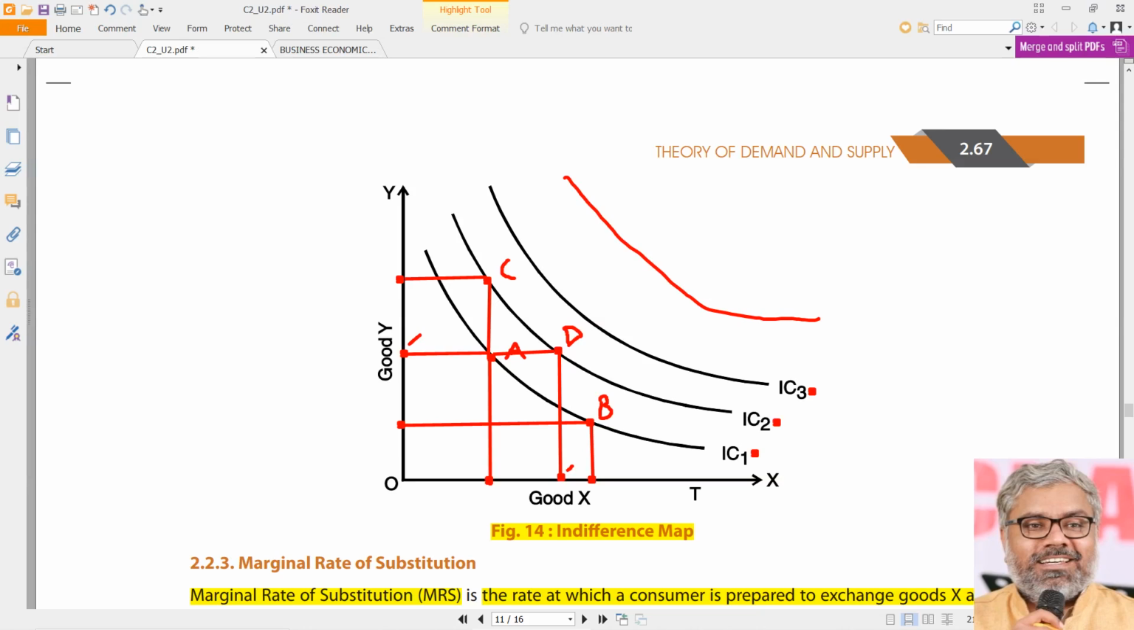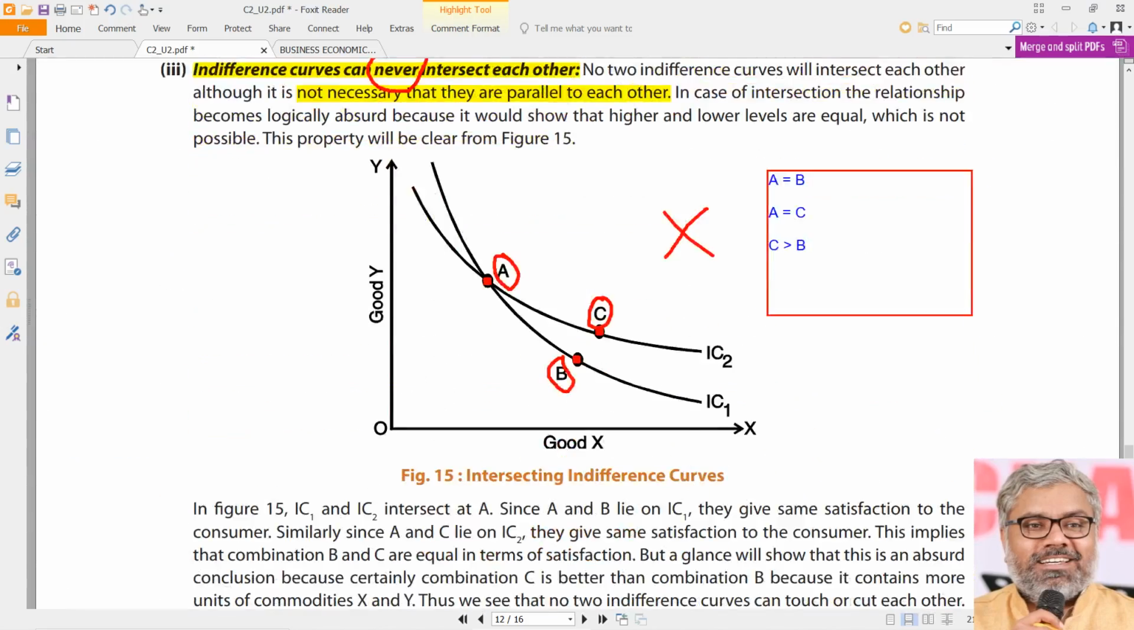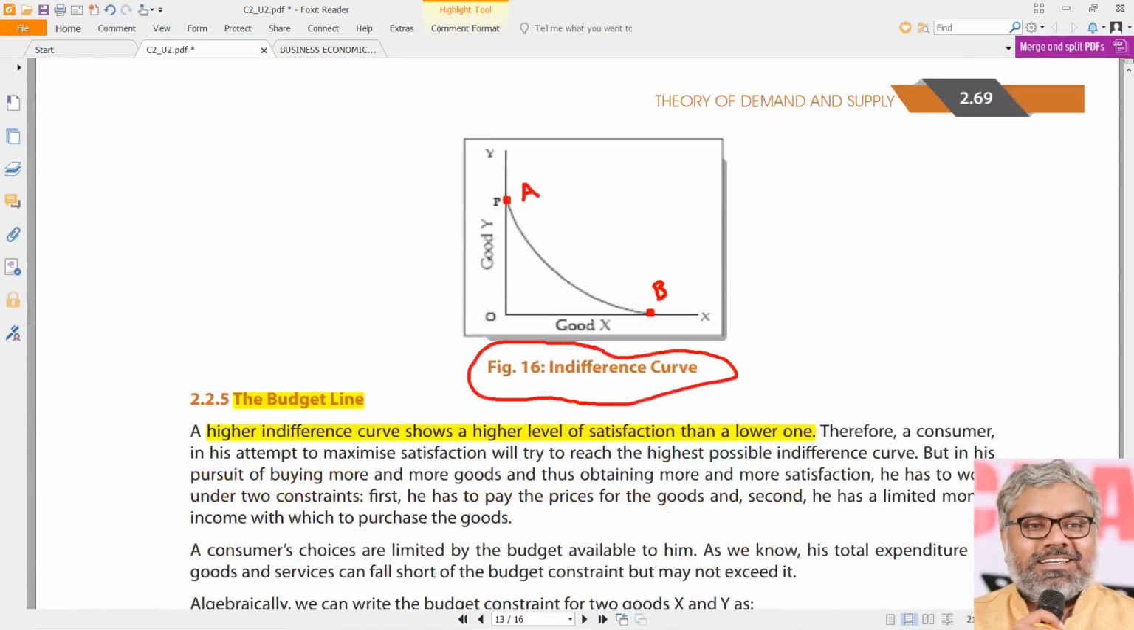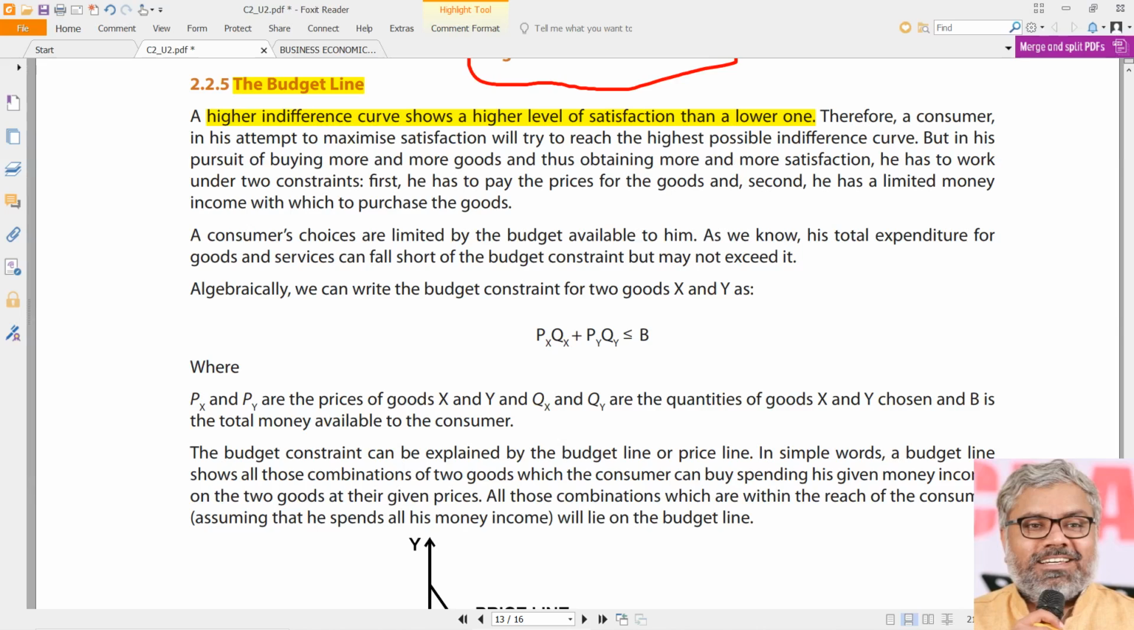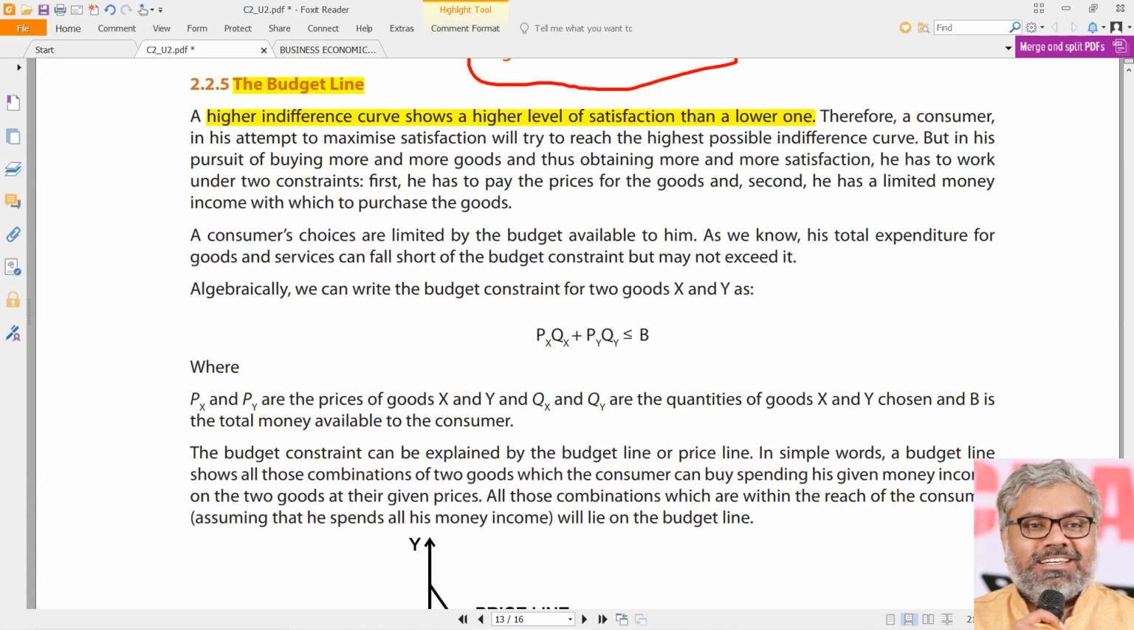But can he do that practically? No. Why can he not do that practically? Because of his budget constraints. He might be getting more satisfaction on a higher indifference curve, but he may not be able to afford that. He may not have that much money to maximize satisfaction by obtaining more and more goods.